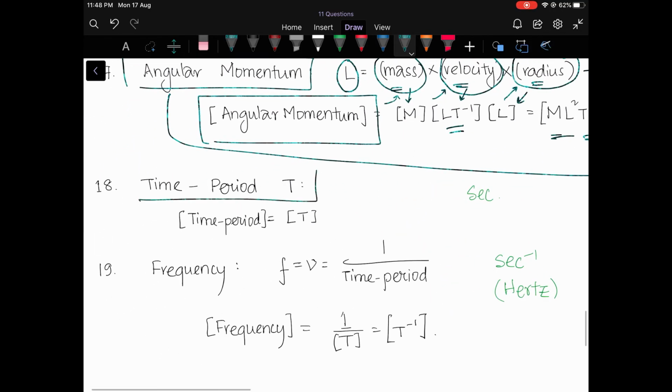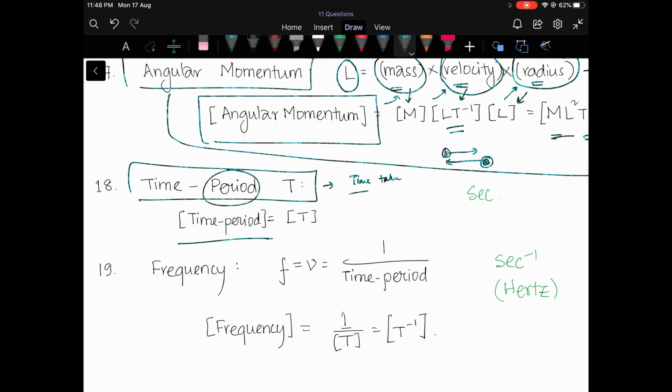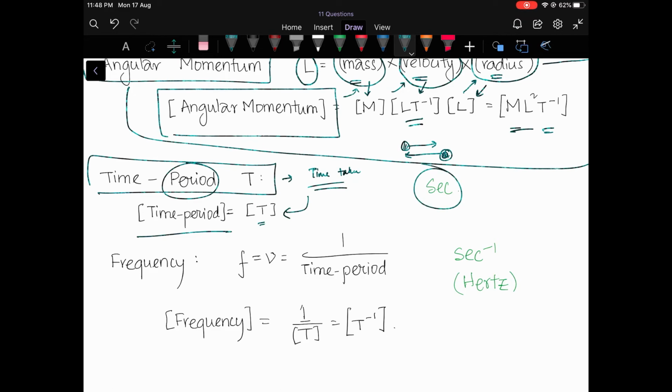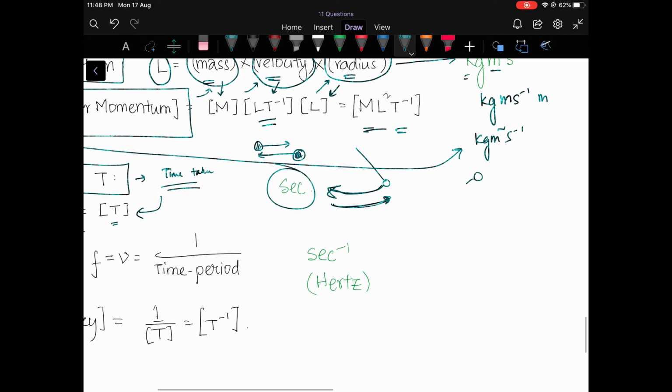Your time period, you will see, is defined as the time taken for every one oscillation. That means if a body is oscillating back and forth, the time taken to complete one oscillation is known as the time period. It's simply time, so it has time dimensions. So the unit is seconds and the dimension is T, time. You must have seen a pendulum going back and forth, so every pendulum has a time period to go back and forth. Also we talk about time period in this context.